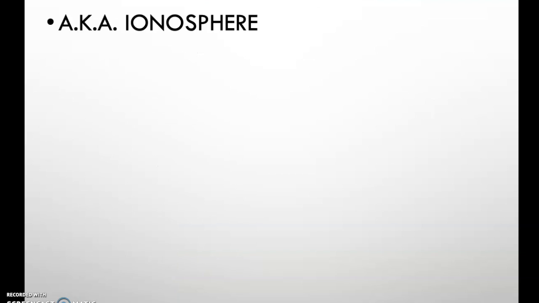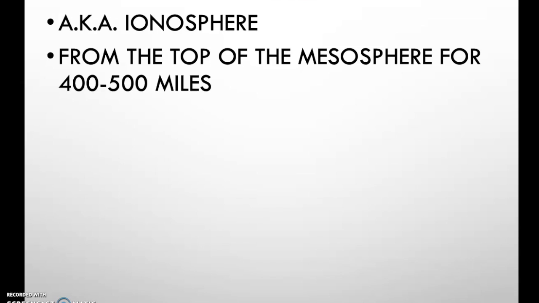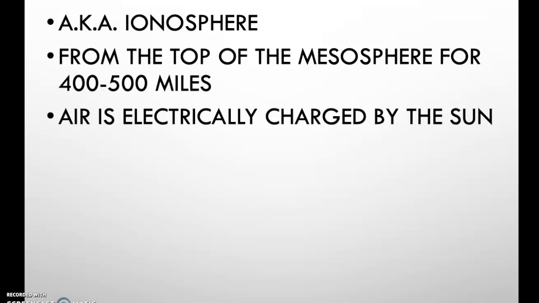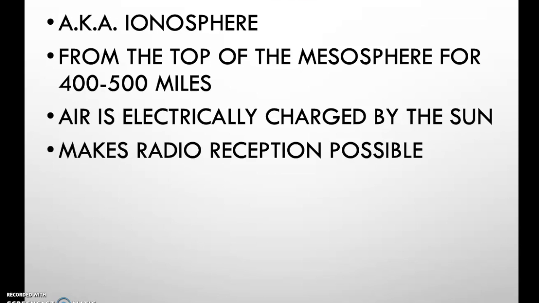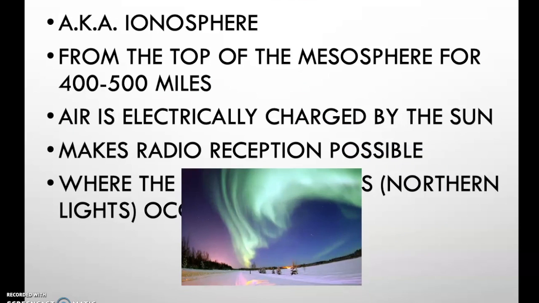And then next up is the thermosphere, also known as the ionosphere. It goes from the top of the mesosphere for about 400 to 500 miles. The air in the thermosphere is electrically charged by the sun, and it makes radio reception possible. It's also where the aurora borealis, or the northern lights, occur. The northern lights happen because of charges that are emitted, I believe, from our magnetosphere. And so we get to see some really cool things like this.